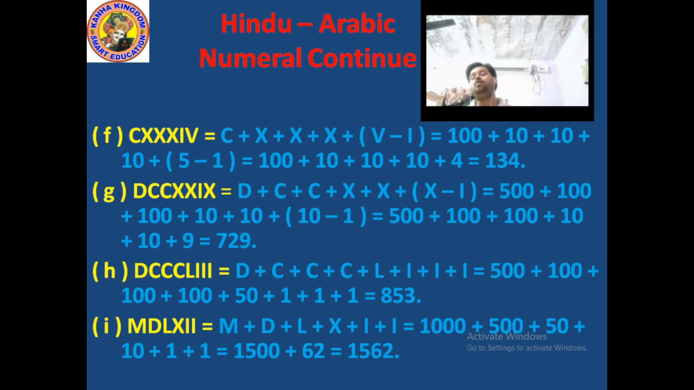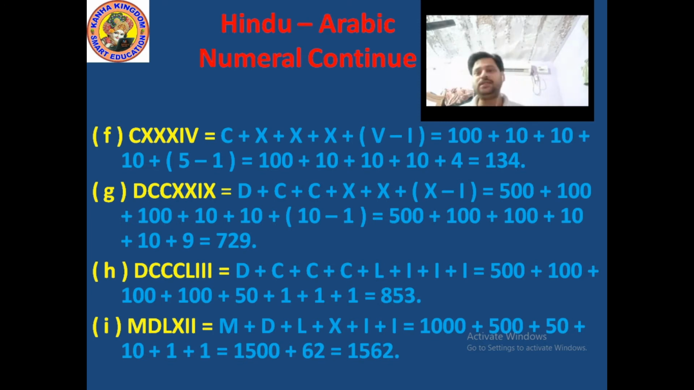Okay, now the H part of this question. The H part is D C C C L I. 3 times C and 3 times I. It is acceptable, because any letter is used only 3 times. But these 3 letters are not repeated. Yes, V is not repeated, L is not repeated, and D is not repeated.